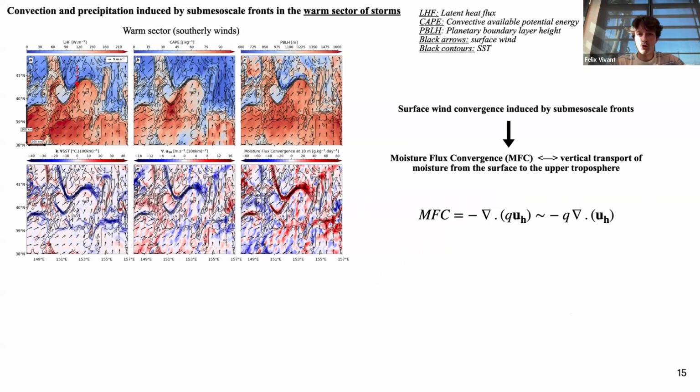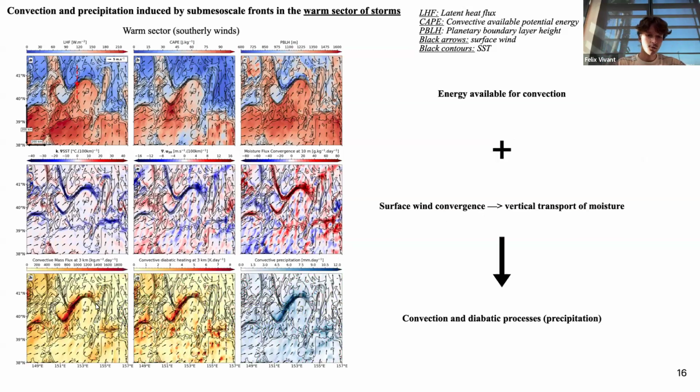So for the moment, we're still at the surface, except for the CAPE. But now we want to look at the response in terms of convection above the planetary boundary layer. Those three plots are outputs from the convective parametrization. You can see convective mass flux at 3 kilometers, so above the planetary boundary layer, which has a height of typically 1,500 meters. Convective mass flux corresponds to the air mass within a convective cell. So it's a vertical mass flux.